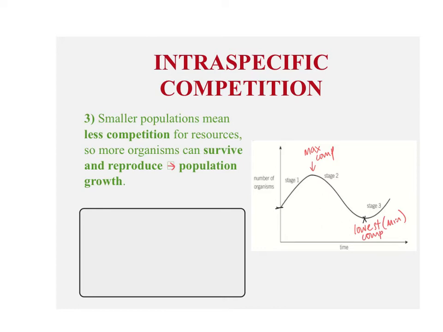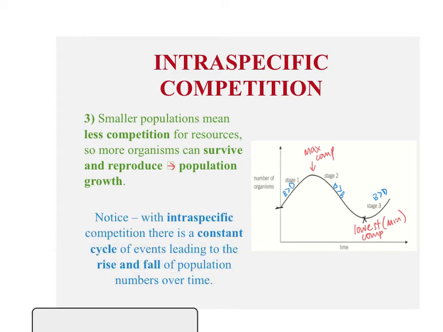and then that gives us a period of population growth again. So we could label on births are greater than deaths in stage 1, deaths are greater than births in stage 2, and in stage 3 we've got births greater than deaths again. And we get a rise in population. And this is quite a cyclical pattern that we see within intraspecific competition. There's that constant rise and fall, up and down, up and down.